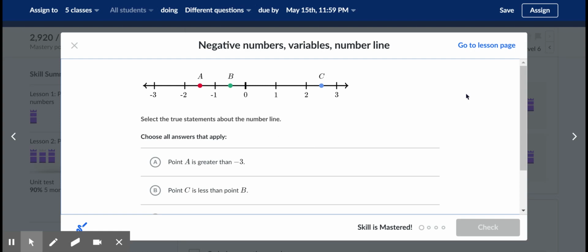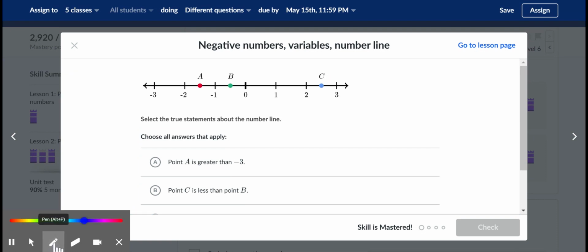Okay, in this set of problems, we are looking at number lines that show us variables, and our job is to be able to answer questions based on what those numbers should be, where those letters are. So if we're looking at it, I'm just going to start by going ahead and marking up what these numbers are.